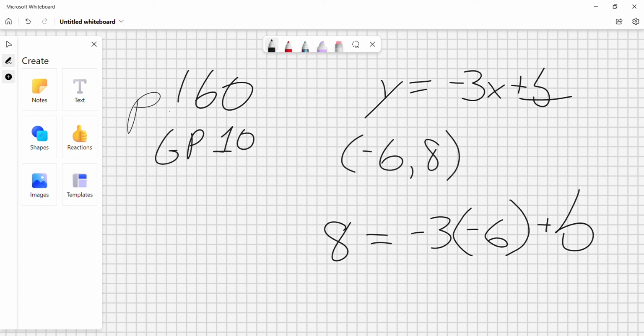So 8 goes here because that's y. -6 goes here because that's x. I should do that in a different color. Galaxy pen to the rescue. See what I did there? That's just this equation right here.